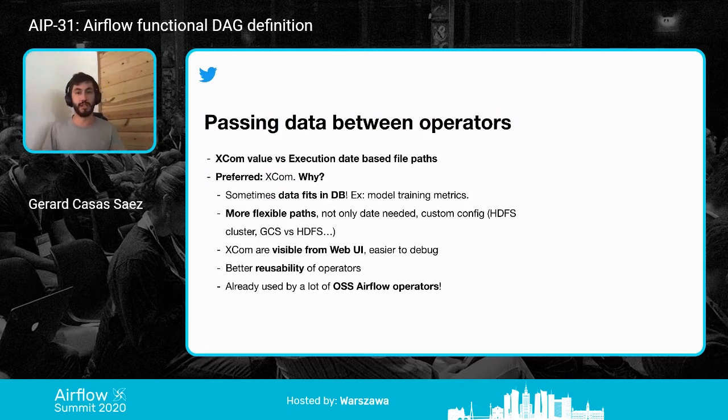One of them is using templated fields, like execution date and task ID, to generate file paths and store data in a shared file system, like HDFS or GCS. For example, you could generate a task file path based on your date and then task ID, and the downstream operator needs to be able to read that using the same template and just read the file. The other one is using XCom.